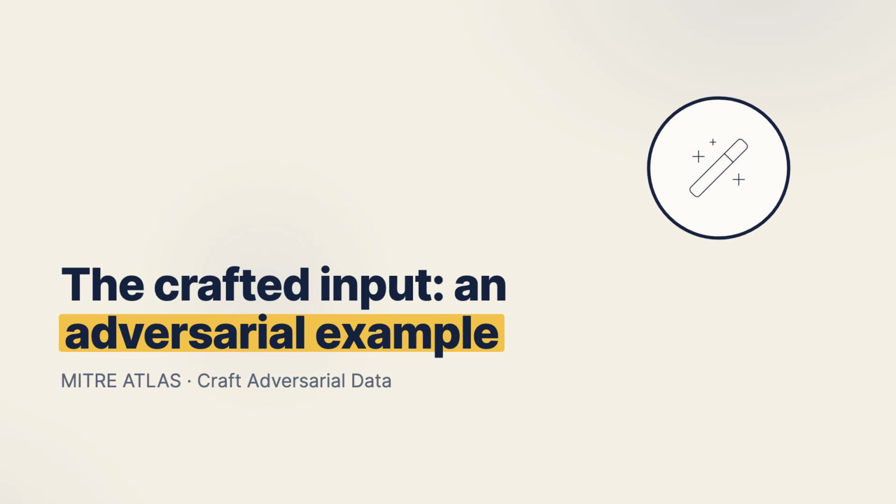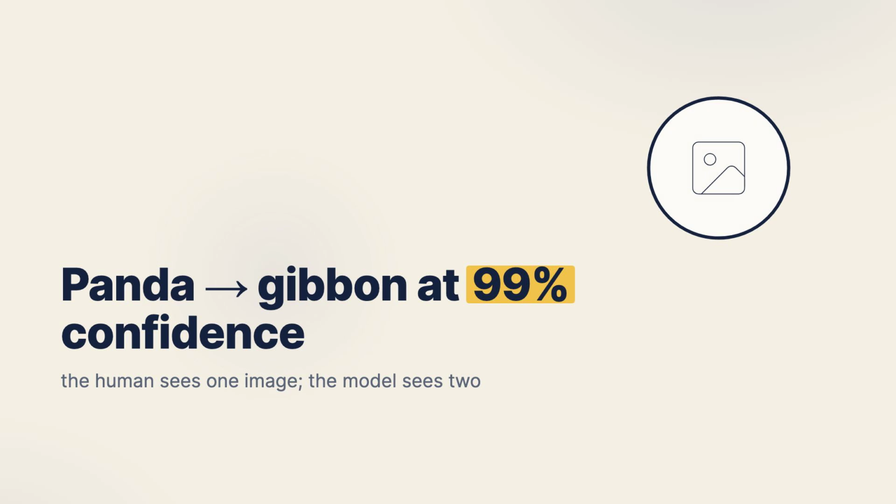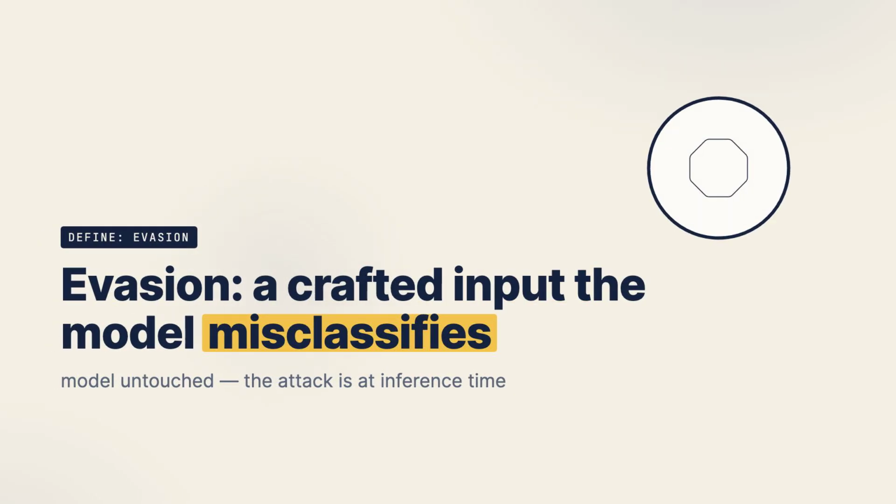The crafted input is called an adversarial example, and producing it is MITRE Atlas's craft adversarial data technique. The perturbation can be tiny, imperceptible pixel noise, or it can be physical, stickers and patches. The point is that it's designed against this specific model's boundaries. It isn't random. The classic picture is a panda image, original classified panda. Add a faint layer of structured noise, and the model now calls it a gibbon at 99% confidence. The human sees one image, the model sees 2. So what is an evasion attack?